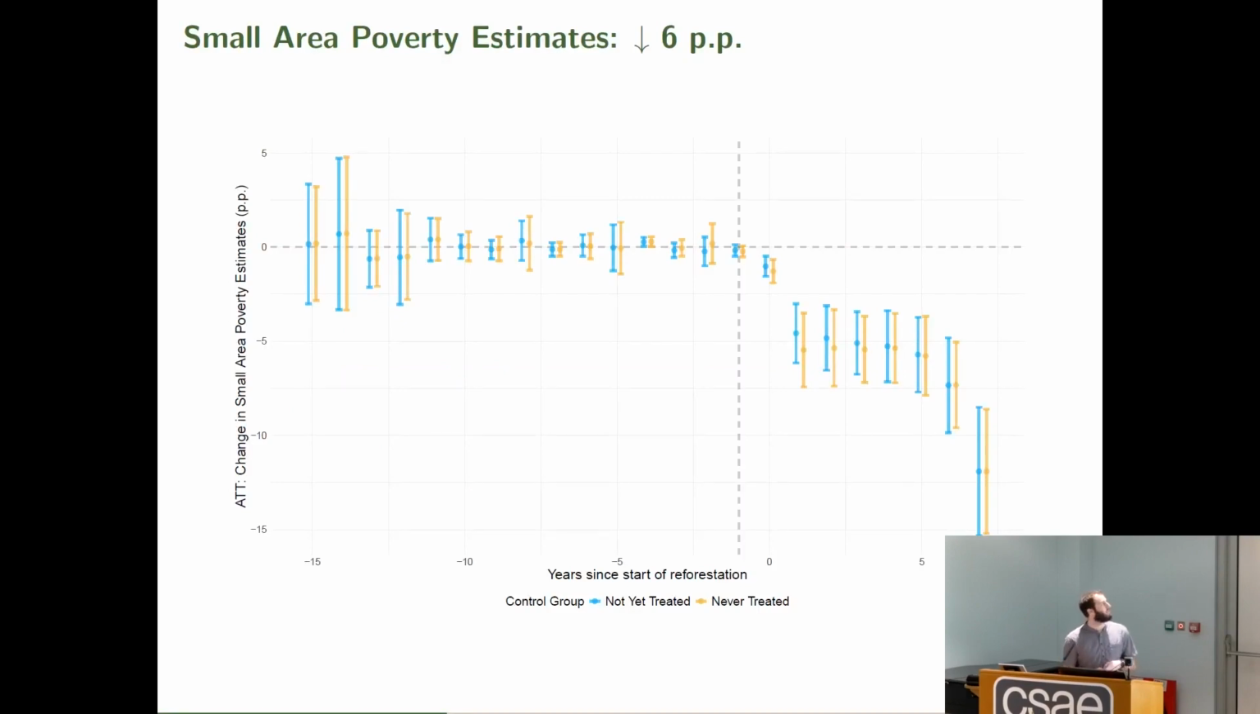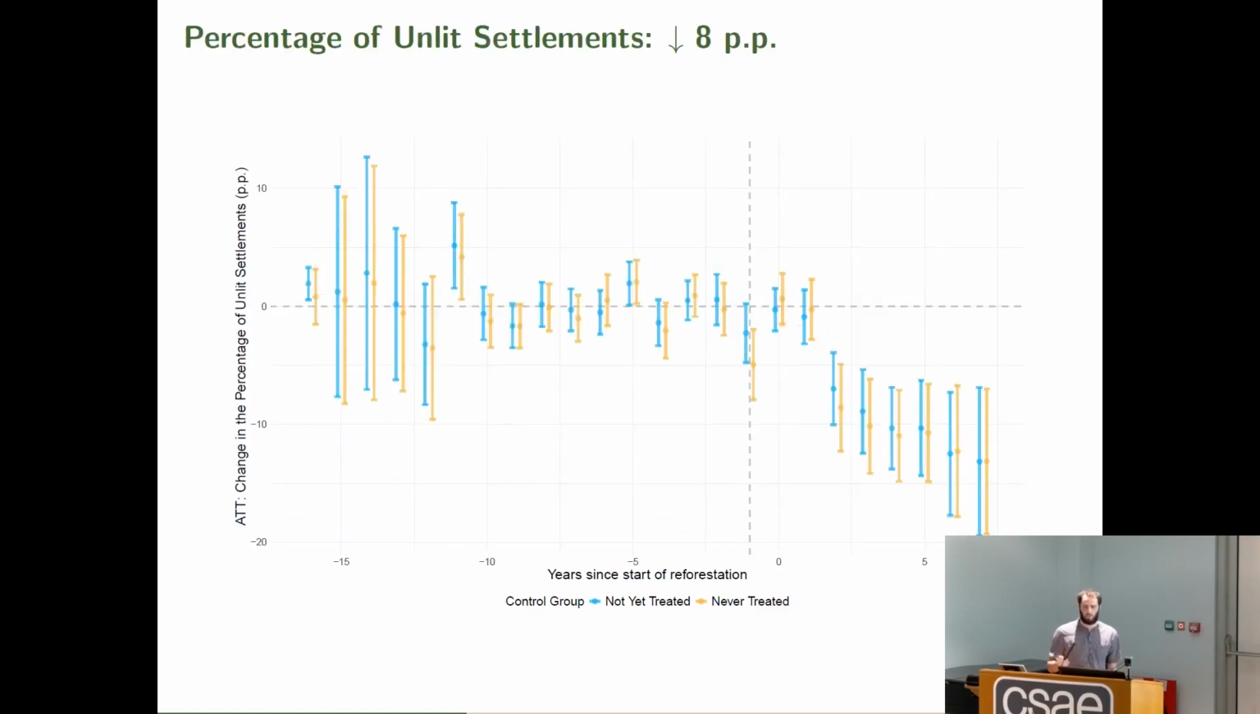So here's the main result of this paper. I'm going to show you a couple of plots that are all based off of the same design. On the left-hand side, we have small area poverty estimates. And we can see prior to the implementation of this program that there's no difference between the treated municipalities and the control municipalities. After this, we see a reduction in poverty almost immediately, followed by a plateau, and then there are continued reductions 7 years beyond. If we go to the percentage of unlit settlements, again, we see an 8 percentage point reduction in unlit settlements. Again, we have little evidence of pre-trends, and then there's a reduction, but there's maybe a 1 or 2 year delay in when the effects are felt by the municipality.